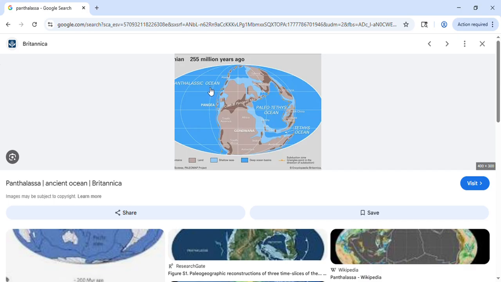Today's last question is, what is the future of Earth's plates? Plate motion is continuous. In millions of years, the Atlantic will widen, the Pacific will shrink, and a new supercontinent, Rodinia, may eventually form.